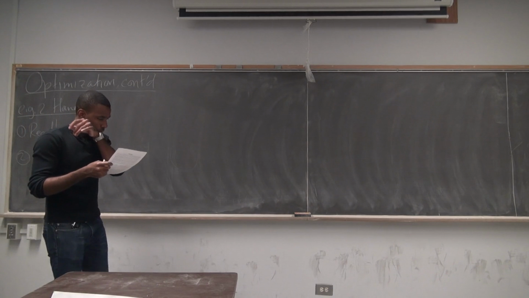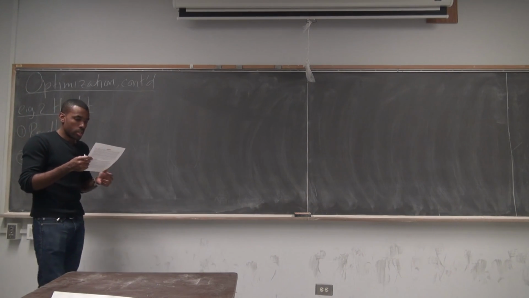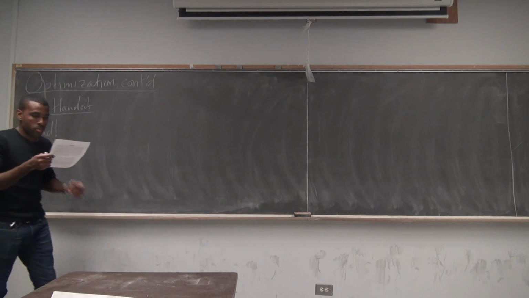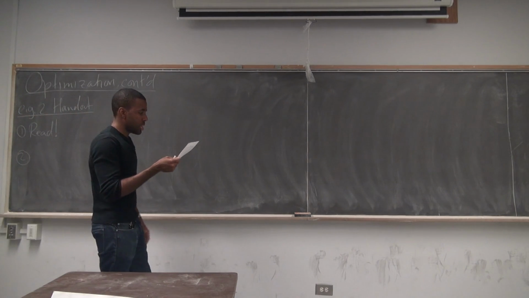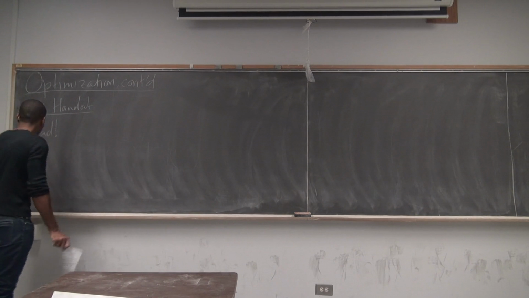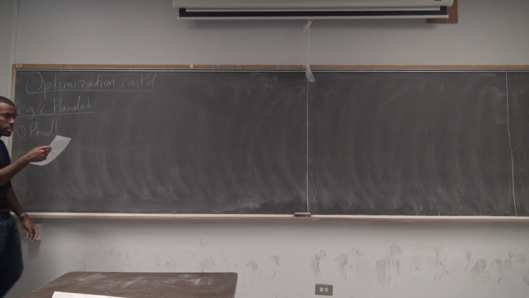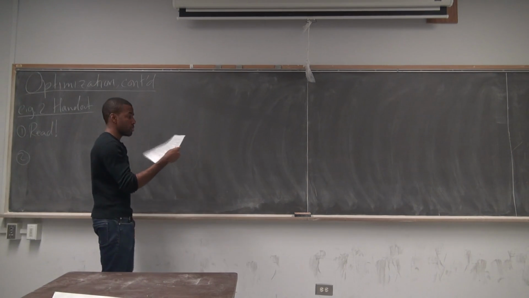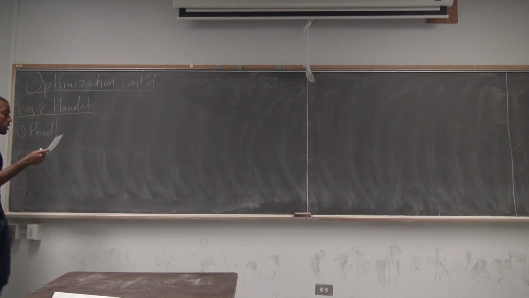Design an open rectangular box with square ends on the left and right side, having a volume of 36 cubic inches that minimizes the amount of materials required for construction. Okay, so that's the problem. And this was actually a past final exam problem. So this was on the spring 2010 final. So it's a bona fide question.